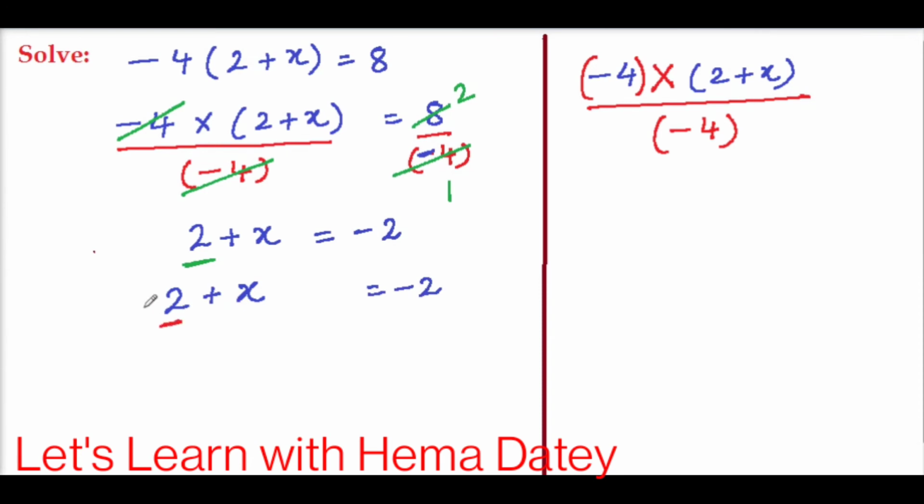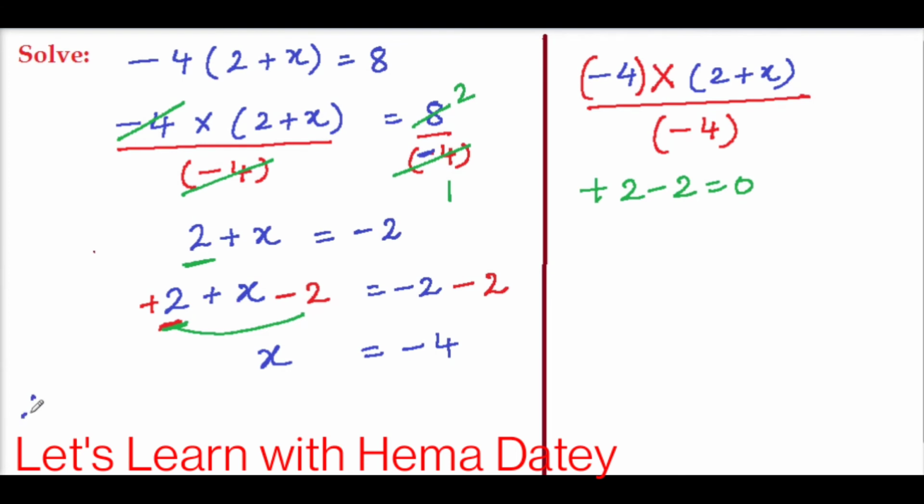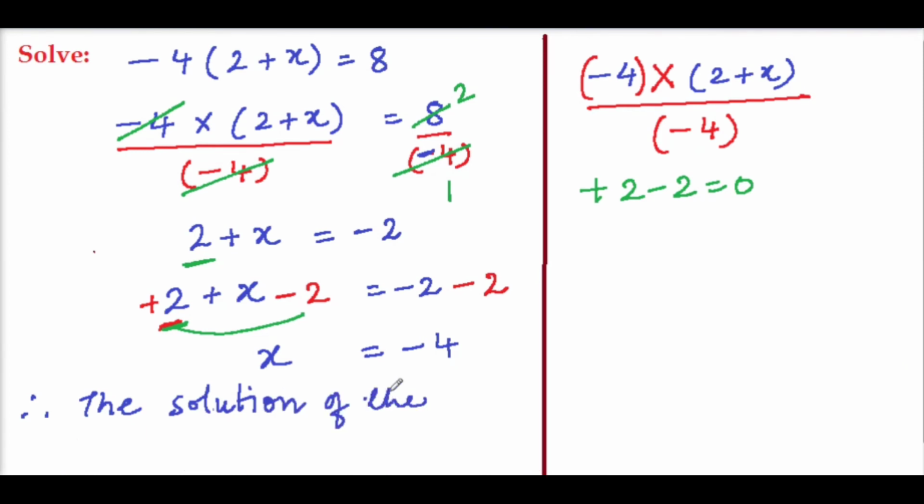This 2 has a positive sign. So to remove this 2, we need to subtract 2 from both sides. Now this plus 2 and this minus 2, plus 2 minus 2 will give us 0. And we will be left with only x on the left hand side, and on the right hand side we will get minus 4. At last we will write, therefore the solution of the equation is x equals minus 4.